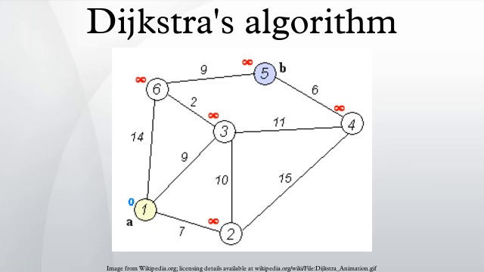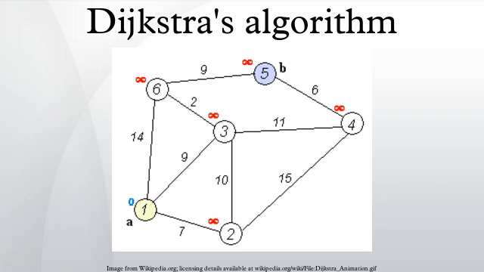Dijkstra's algorithm, conceived by computer scientist Edsger Dijkstra in 1956 and published in 1959, is a graph search algorithm that solves the single-source shortest path problem for a graph with non-negative edge path costs, producing a shortest path tree. This algorithm is often used in routing and as a subroutine in other graph algorithms.